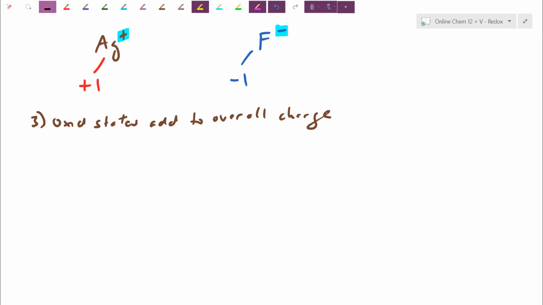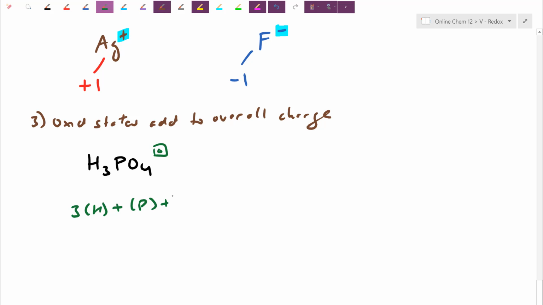Let's do H3PO4, phosphoric acid. Again, in a typical ionic compound, we would have worked out the charges so that the overall charge is 0. What this rule basically says is, whatever charge hydrogen has is per atom, there's 3 of them, so 3 times whatever H has, plus whatever phosphorus has, plus 4 times whatever oxygen has, gives you 0. Okay, that's this rule here of oxidation state.